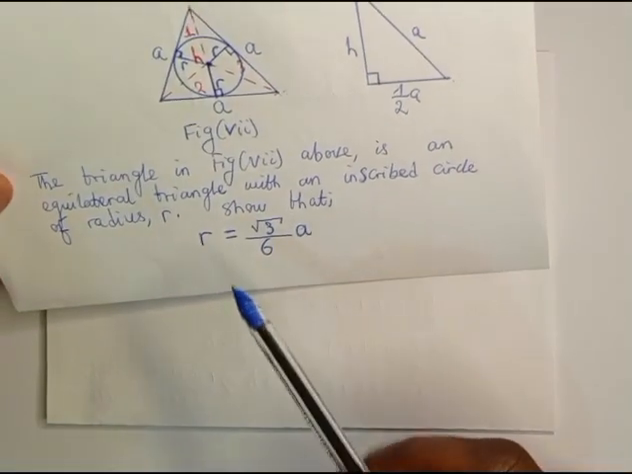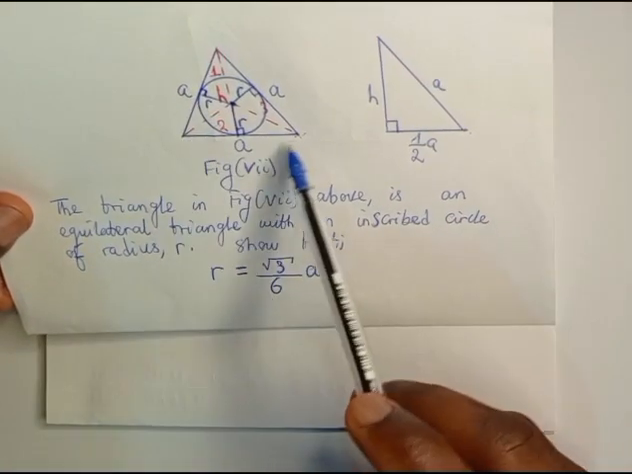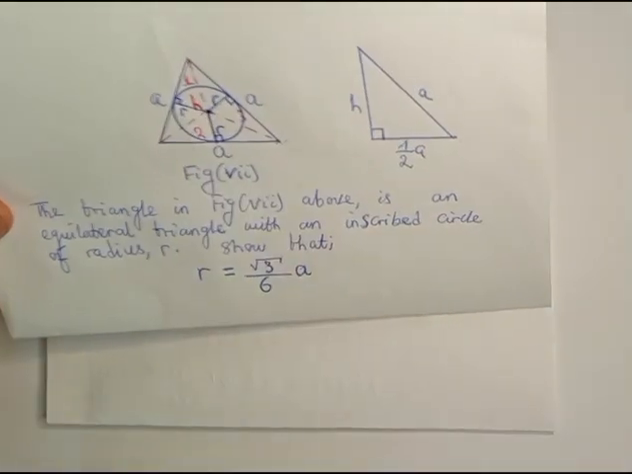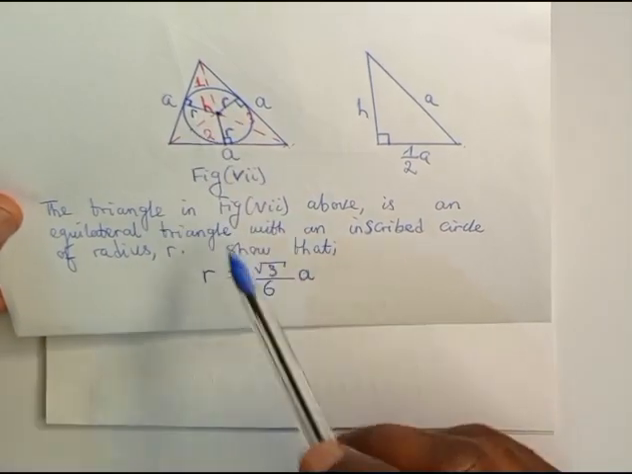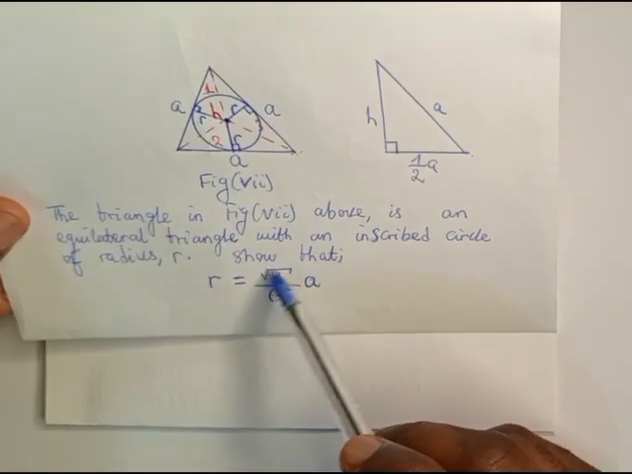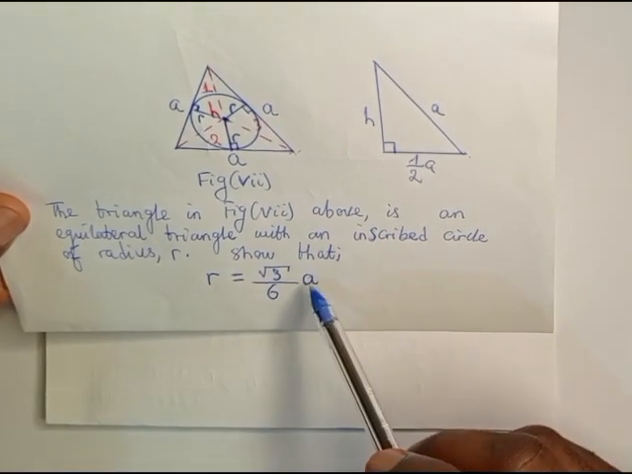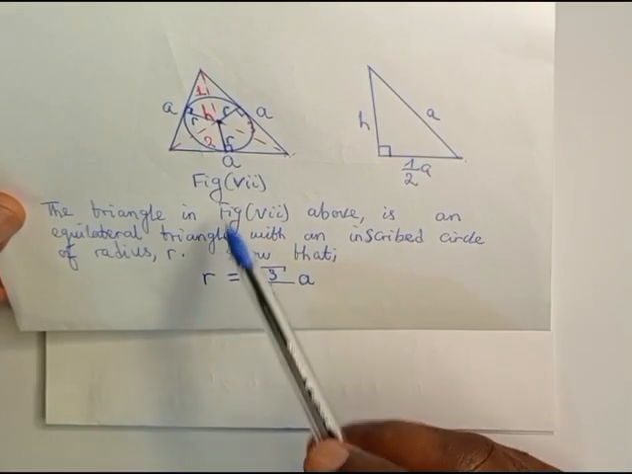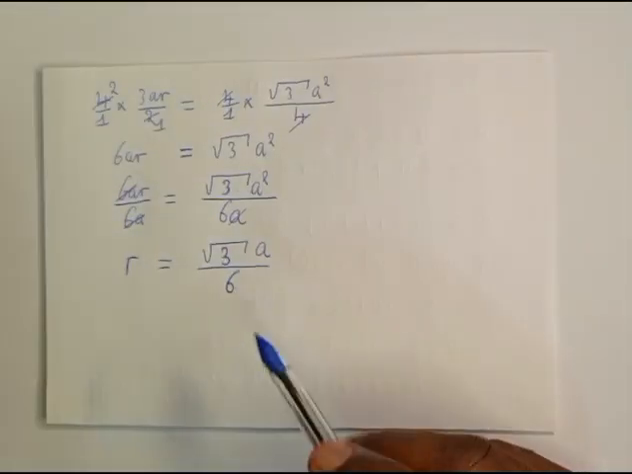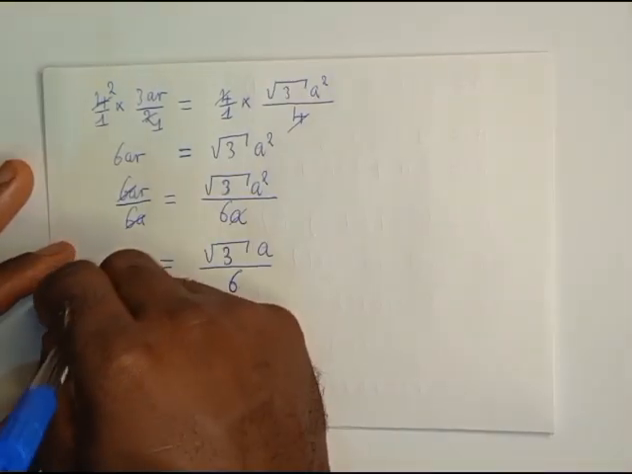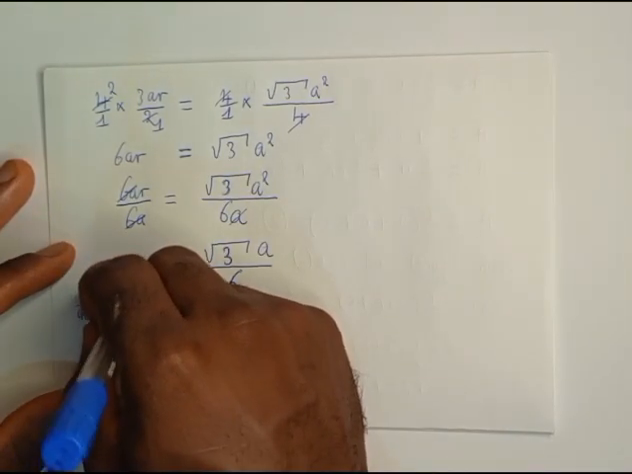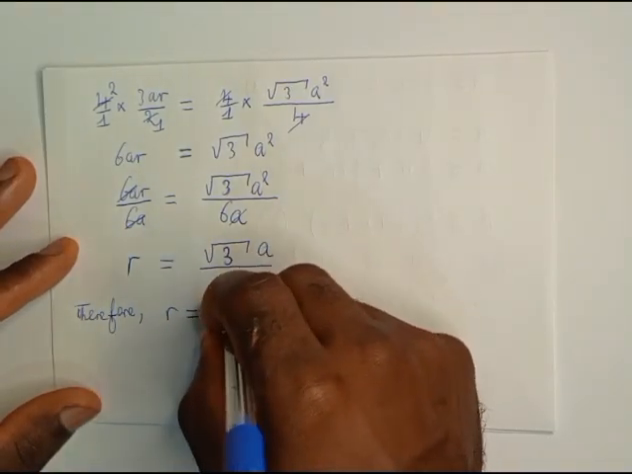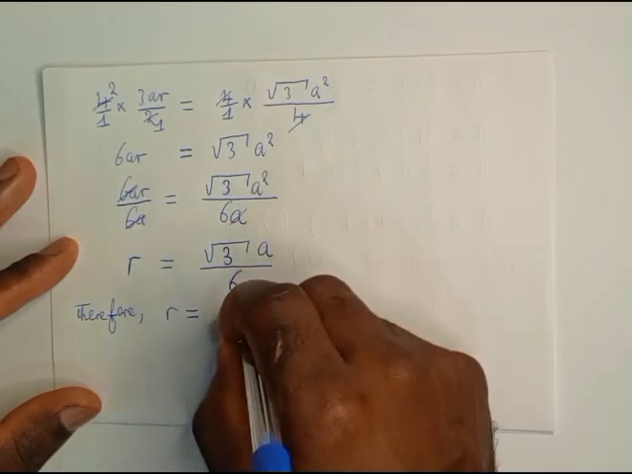It therefore means that for an equilateral triangle containing an inscribed circle, the radius of the circle R is simply equal to root 3 times A, which is the dimension of the sides of the equilateral triangle, divided by 6. Therefore, R is equal to root 3 A all over 6.